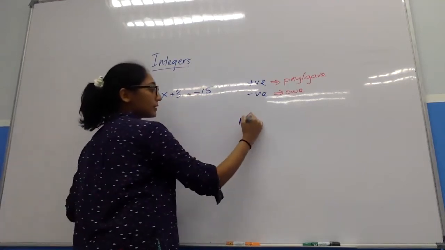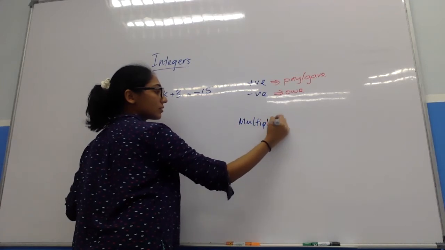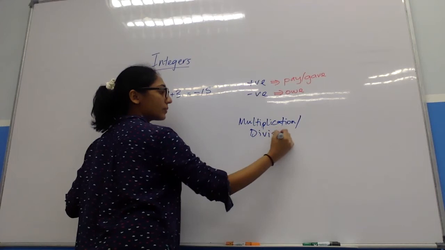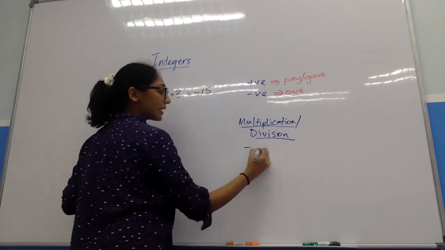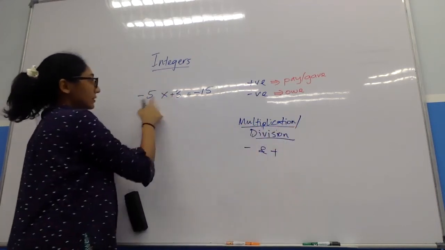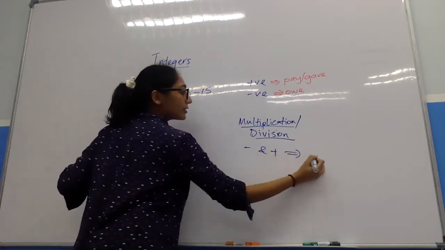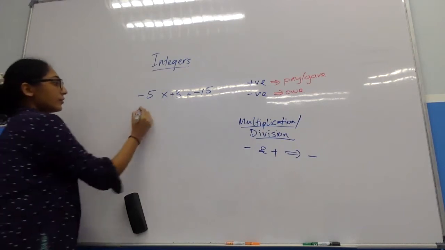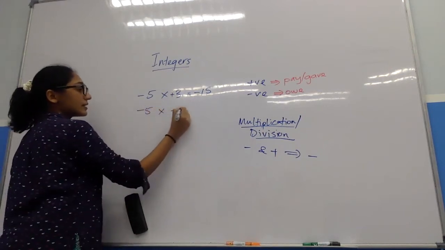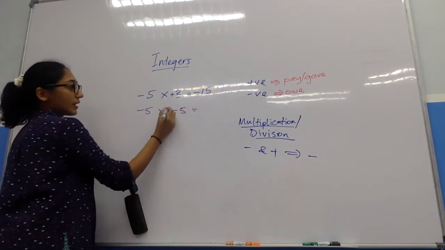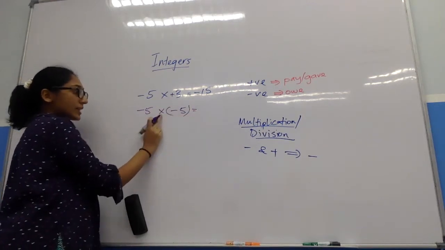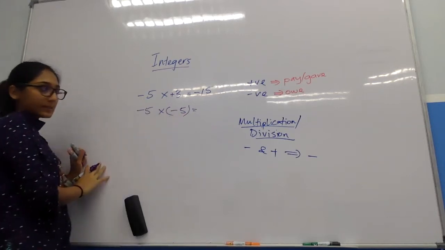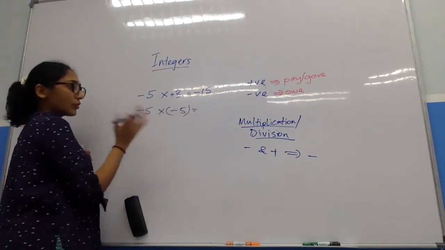Okay, so for multiplication or division, you have to remember this. When it's a negative and a positive, your answer will be a negative. Okay, if it's -5 times -5, I'm going to put this in brackets because I have a times and a minus. I have 2 symbols side by side, so I must put this in brackets so you don't get confused.